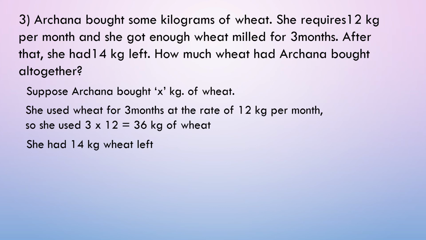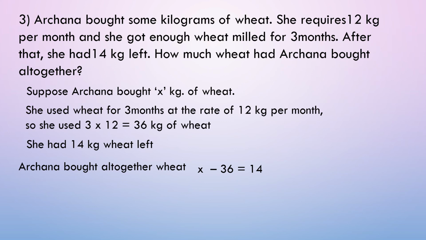Now we have to form the equation. Archana bought x kg of wheat. From that she used 36 kg of wheat, so minus 36 you have to do. And 14 kg was left with her, so it is equal to 14. So this is the equation form here.